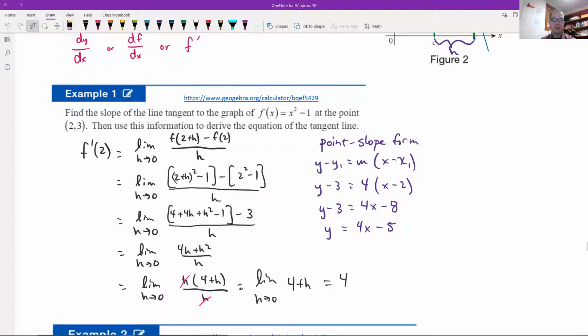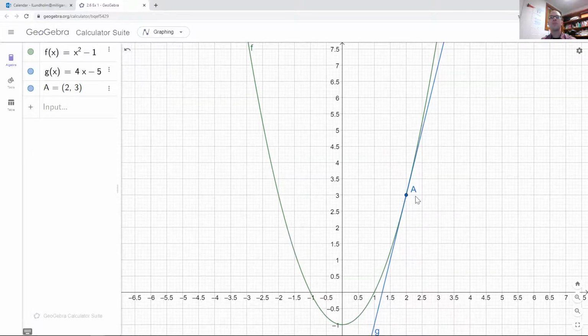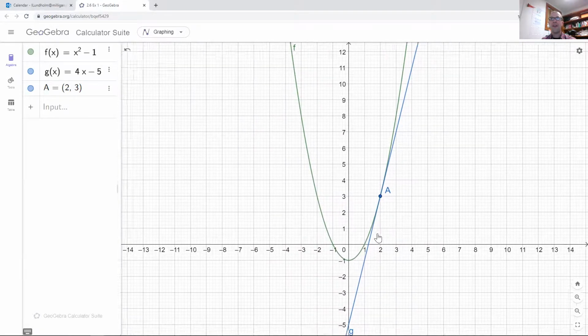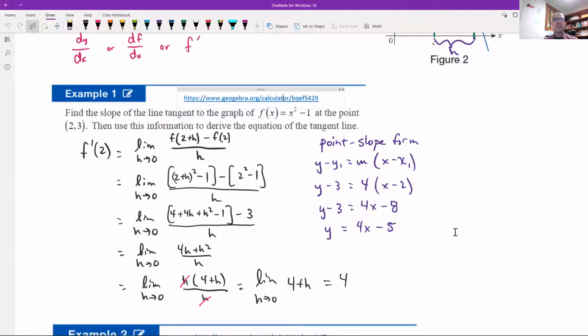Come on. There we go. Yeah, 4x minus 5. And it works beautifully there. Cool. So there's the limit definition of the derivative at a certain point, we get one value out, and that's our slope. Point slope form is pretty handy.